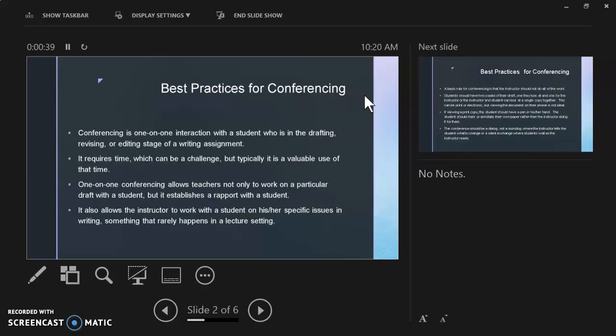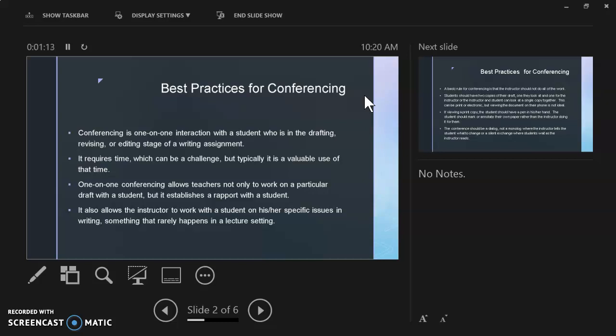that they confront. So conferences are one-on-one interactions with students where we work with them individually on a particular piece of writing, usually in the drafting process, although it could come in the revision or the planning stage as well. It can be time-consuming, but the time we spend in conferencing usually proves to be a valuable investment with students.